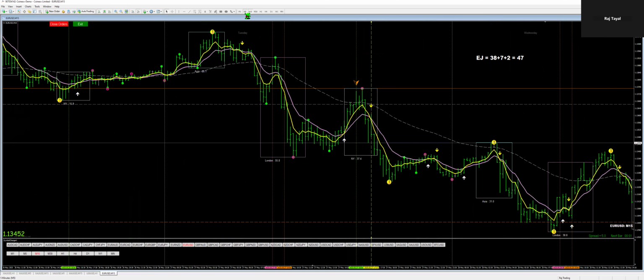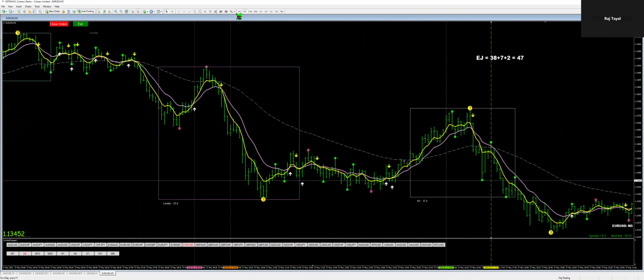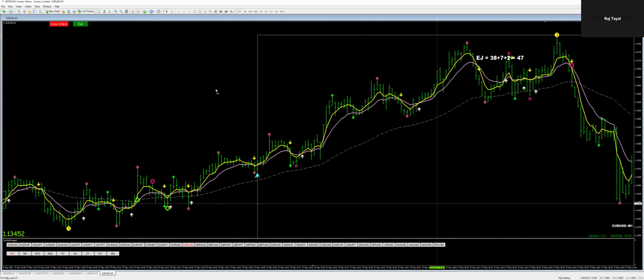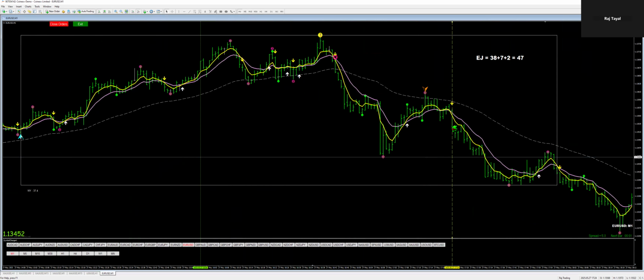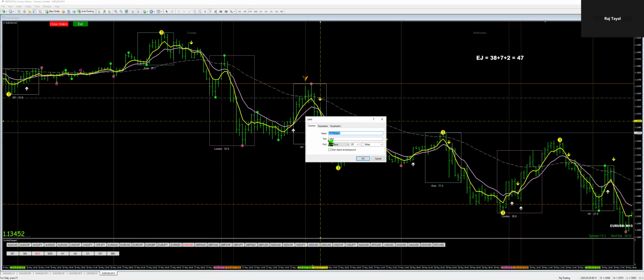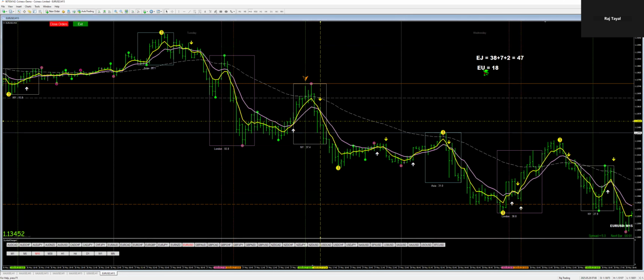Get a fresh cross there. 5. Okay. 1 minute. Fresh cross here. Here's the entry. 15-minute chart. Here's the exit. 18 pips. Okay.